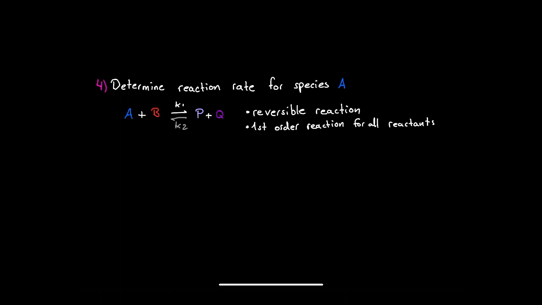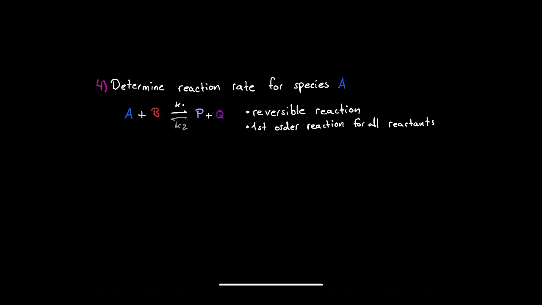At the same time, P and Q are reactants as well, as they will react with the rate constant K2 to A and B, which in this case are products as well. The task also specifies that we have a first order reaction for all reactants.